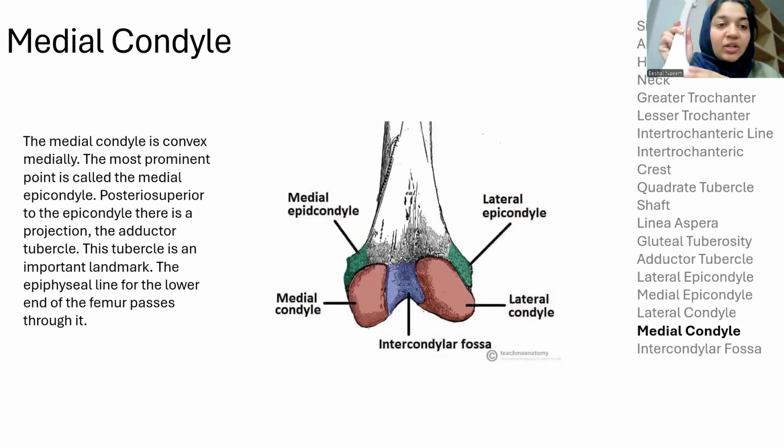Moving on, the medial condyle is convex. Medially, the most prominent part is called the medial epicondyle, which is here. There is a projection, the adductor tubercle. This tubercle is an important landmark. The epiphyseal line for the lower end of the femur passes through it. So you can see the epiphyseal line here. Can you see this epiphyseal line?